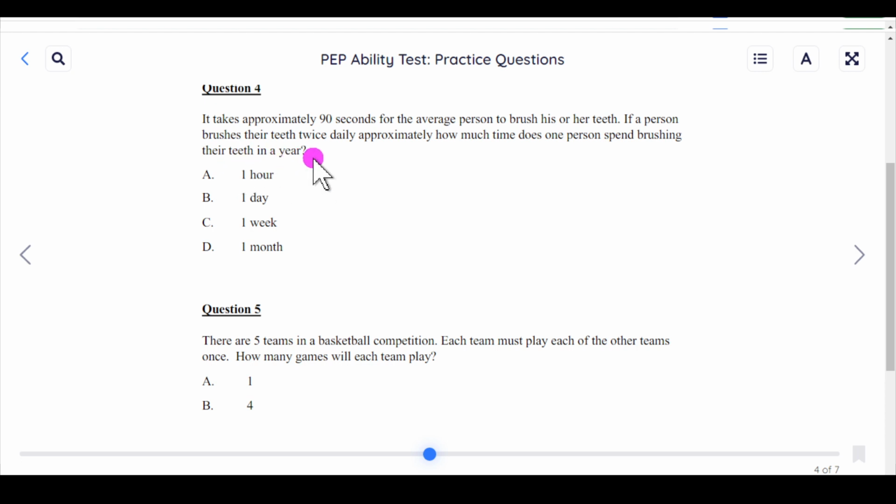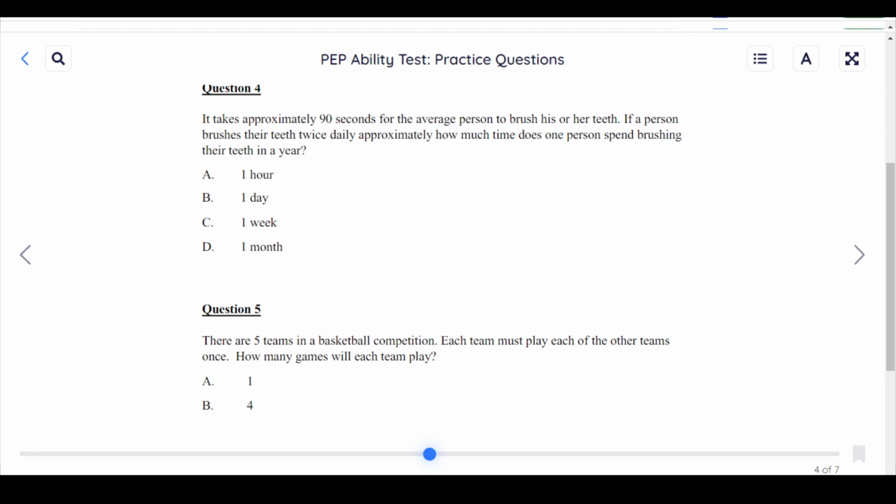That's an interesting question. Is it an hour for the whole year? Is it a day? Is it a week? Is it a month? All right, let's go. What do we need to do? Let's go again. It takes approximately 90 seconds for the average person to brush their teeth. If they do it twice per day, how long would they take to do this in a year?